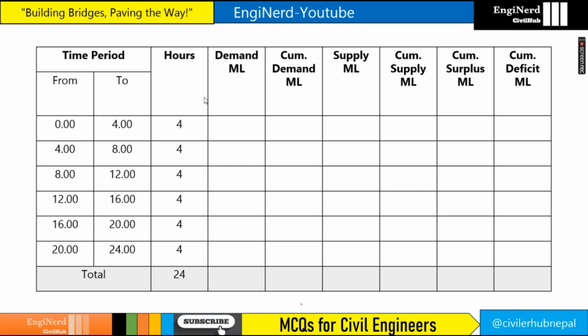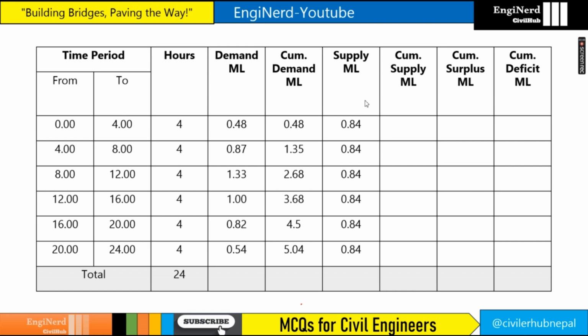In this method, the time period is the same as the previous table, and the demand is also according to the previous table, as given in the question. For the cumulative demand, the first one is 0.48, and if 0.48 is added to 0.87, it will be 1.35. And 1.35 added to 1.33 gives 2.68, and similarly 3.68, 4.5, and 5.04. For the supply part, this is also from the previous table, 0.21 into this particular 4 hours, so it will be 0.84, uniformly distributed throughout the 24 hours.